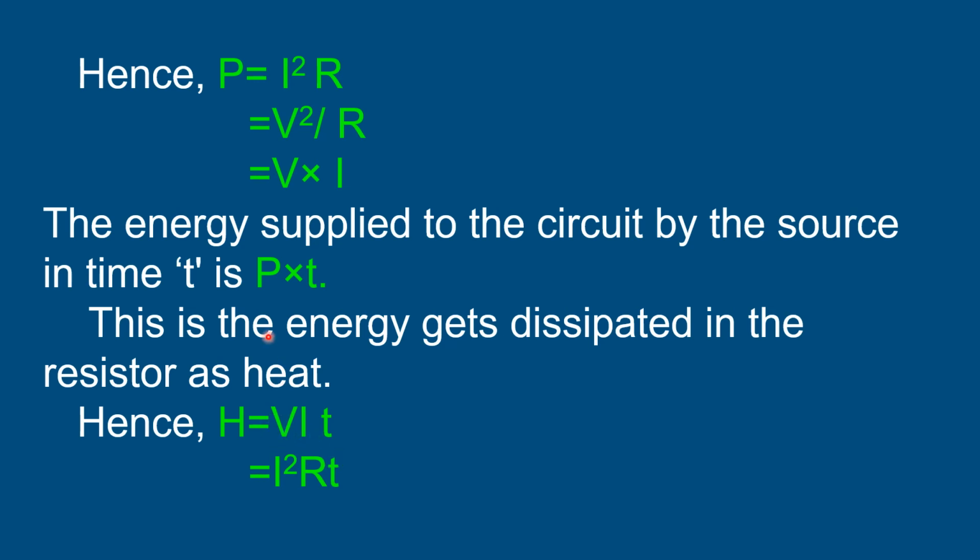because we know that H is equal to P into T, that is power into time. And we all have the formulas, that is P is equal to I square R. Hence, H is equal to I square RT. Or if we take P is equal to V into I, then H is equal to V into I into T. Okay.